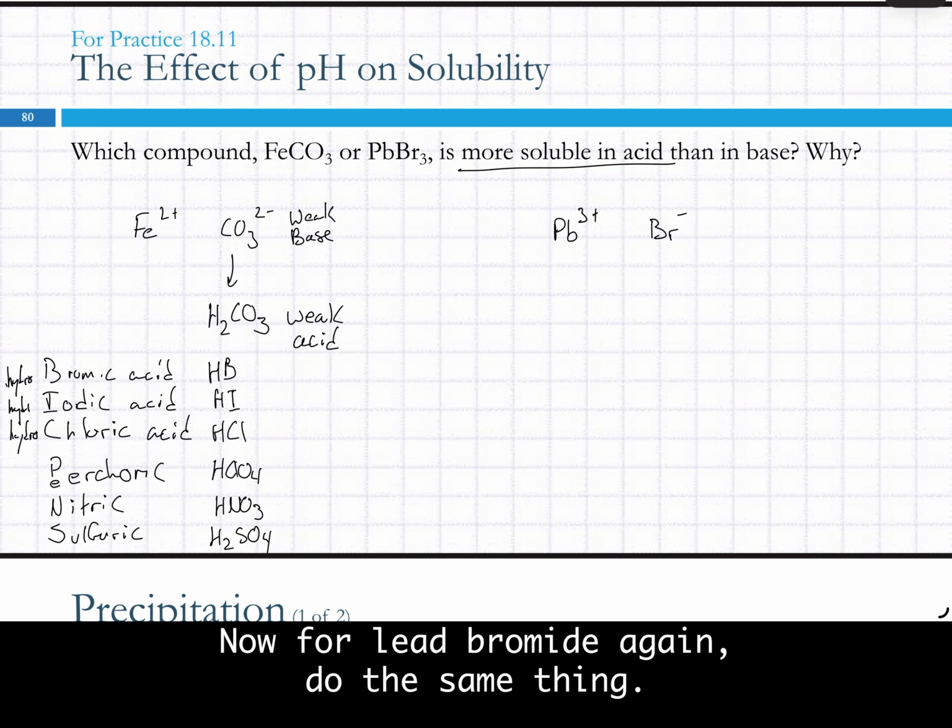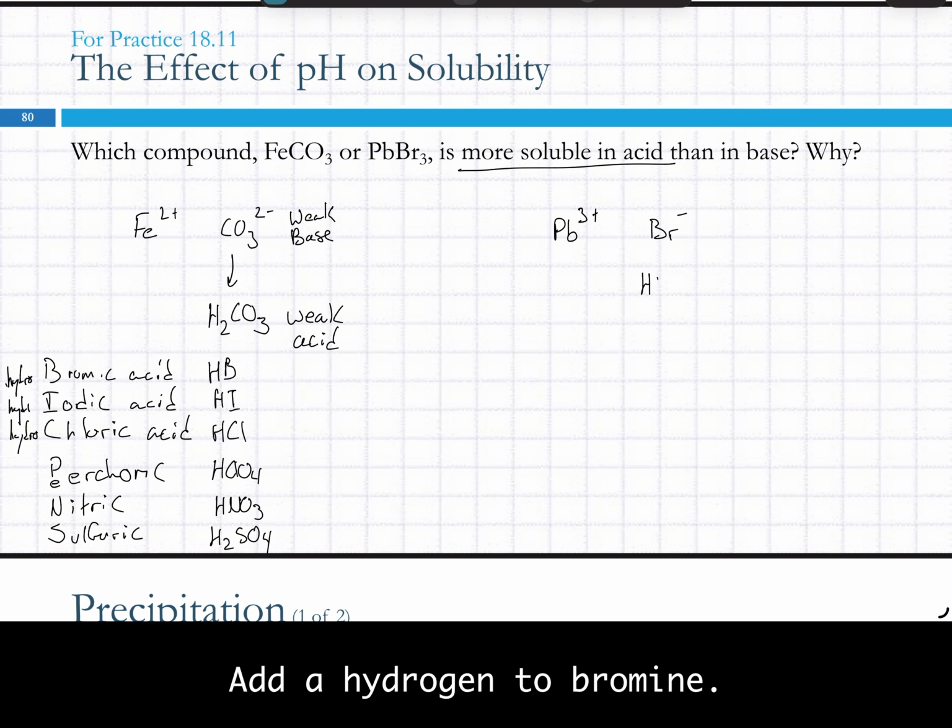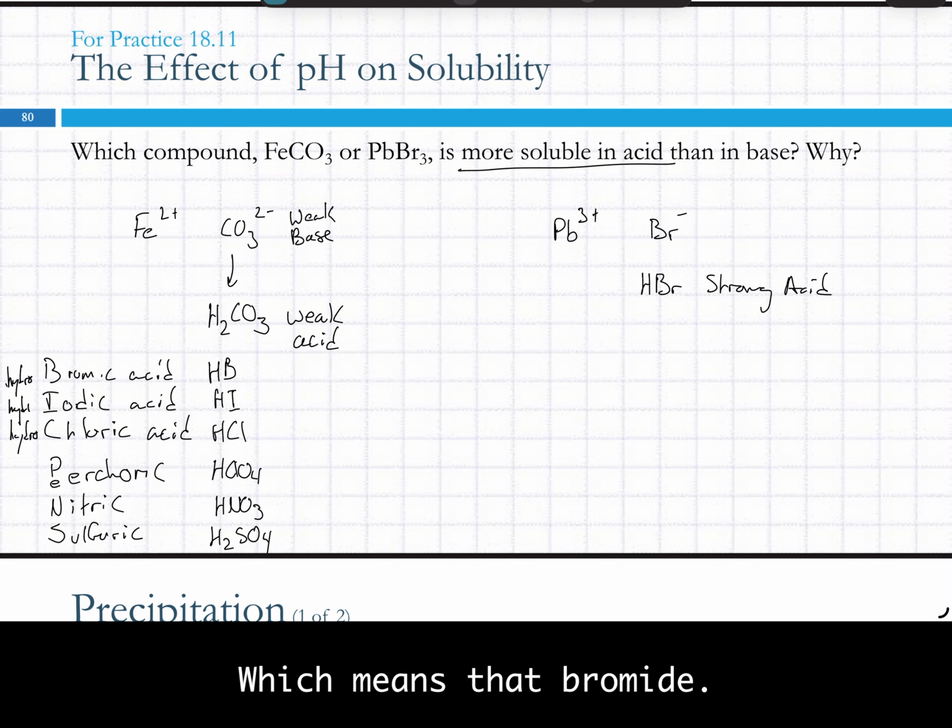Now for lead bromide, again, do the same thing, add hydrogen to bromine. Is HBr a strong acid? Yeah. Which means that bromide is not a strong base, it's not even a base at all. Neutral. Yeah.